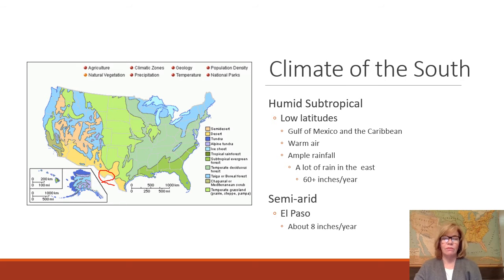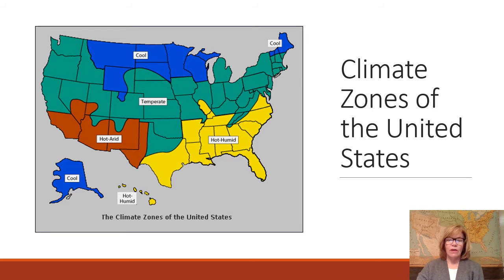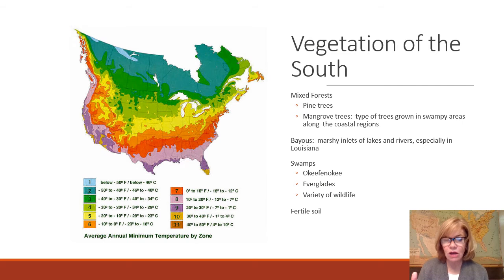We get about 40. Okay, this is another way of showing the climate zones, right? Hot and humid, hot and arid, and then temperate. Those are the three main ones in the South. Okay, so we've talked about climate.